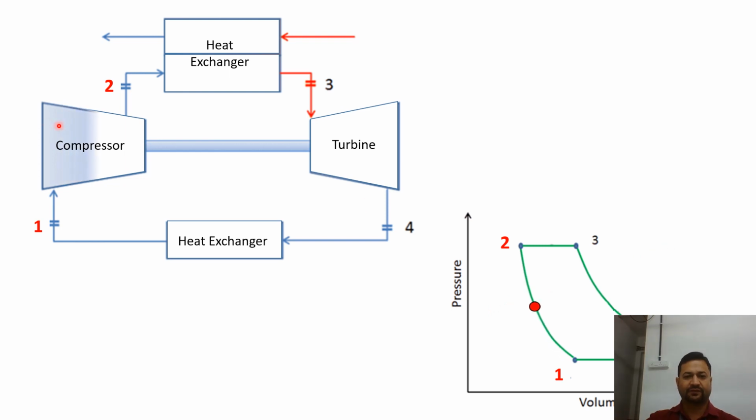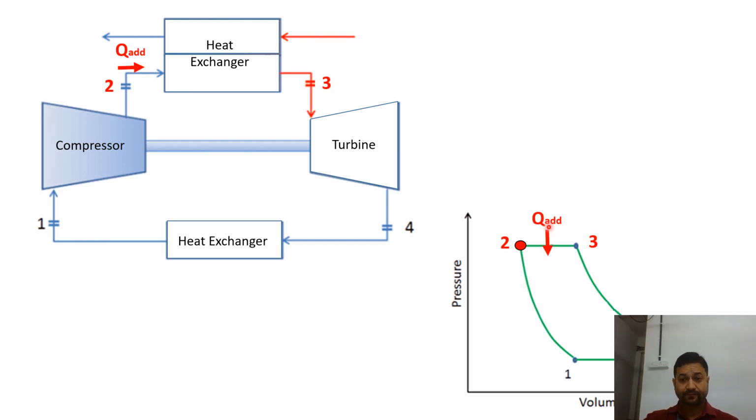So process 1 to 2 is the compressor process. What is happening in the compressor? We know that some amount of work always has to be added to the compressor. So 1 to 2 will be an isentropic compression process, meaning in a reversible adiabatic manner, you will be doing some amount of work on the compressor in the 1 to 2 process.